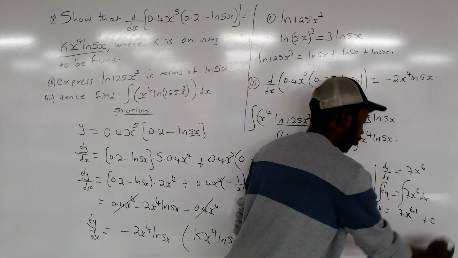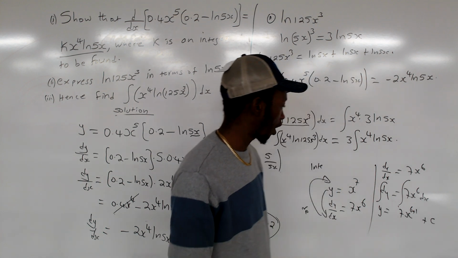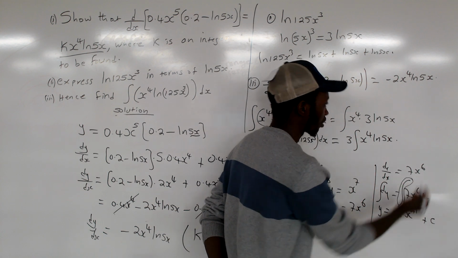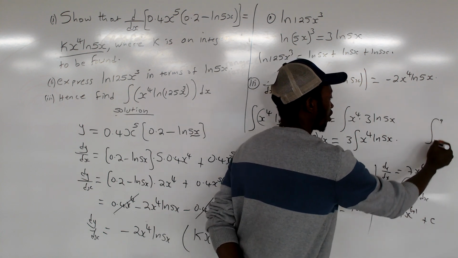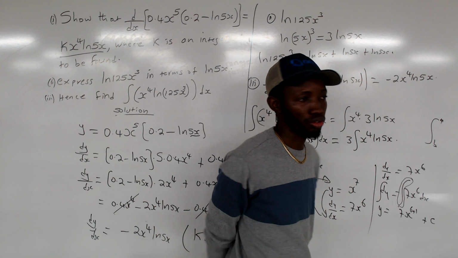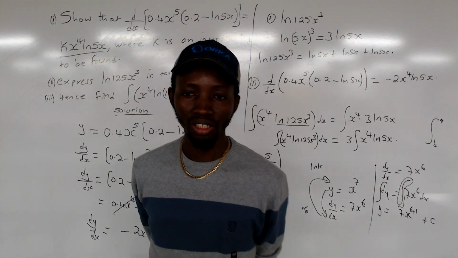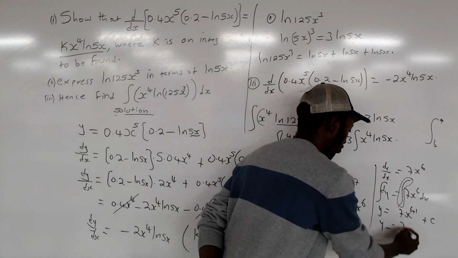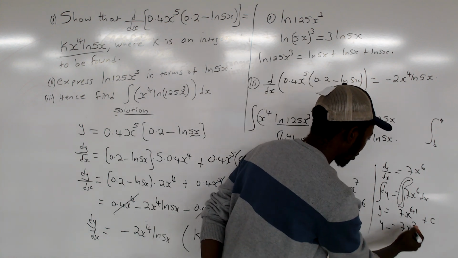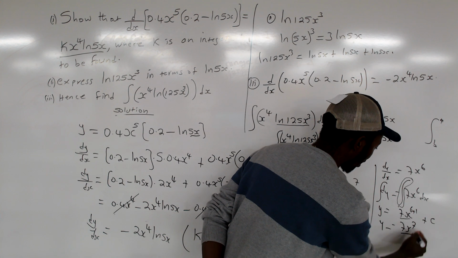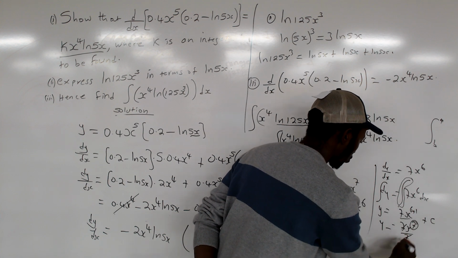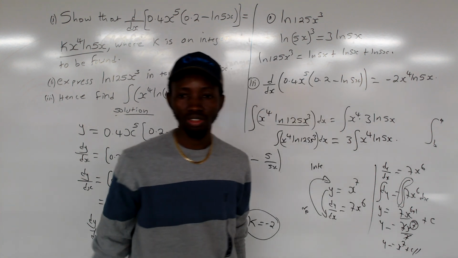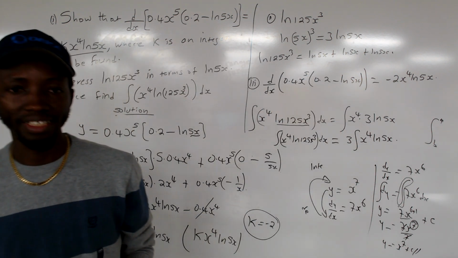You must add a constant, because the integral here does not have any limit. If the limits are given, say a and b, there is no need for you to add a constant. So when the limits are not given, you must add a constant. Therefore, this can be given as 7x^7 over 7, because you have to divide by the power given, which is 7. So 7 cancels 7, and you have x^7 plus a constant c. So this is how we integrate.